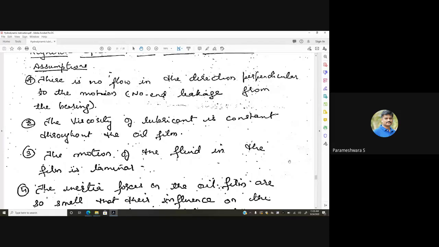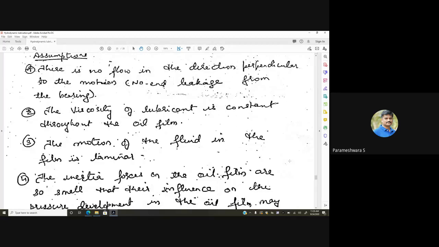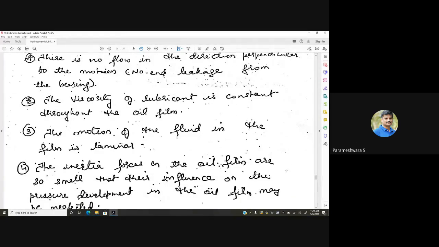Then the inertia forces on the oil film are so small that their influence on the pressure development in the oil film may be neglected.